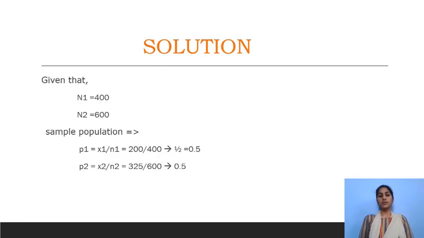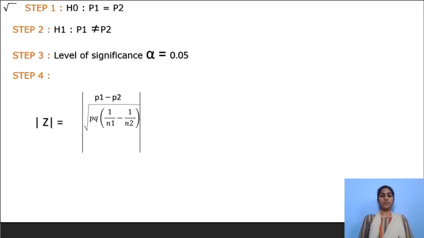Here is the solution. Given that n1 is equal to 400 and n2 is equal to 600. Here are the observations. Sample population. First, P1 is equal to x1 divided by n1, is equal to 400 divided by 400. After cancelling, it comes to 1 by 2, which is equal to 0.5. P2 is equal to x2 by n2, is equal to 325 by 600, is equal to 0.5. And here in step 1, H0 is P1 is equal to P2. Step 2, H1 is P1 is not equal to P2.